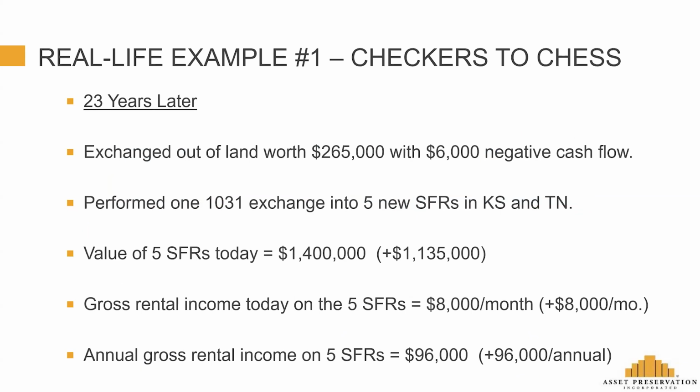Here's what I came out of. I came out of land worth 265. The value today of those assets is roughly 1.4 million, give or take. So I'm up more than $1 million. Gross rental income is much, much higher than having a piece of land: 8,000 a month, or about 96 grand annual gross rental income. So you can see I really improved my position in just one exchange.